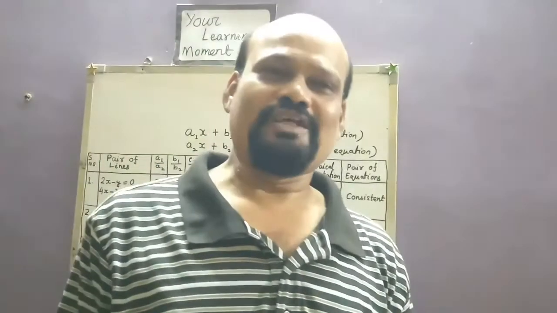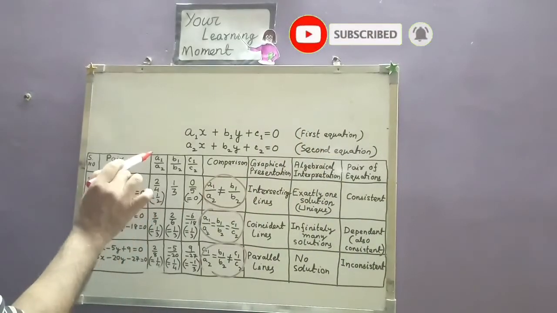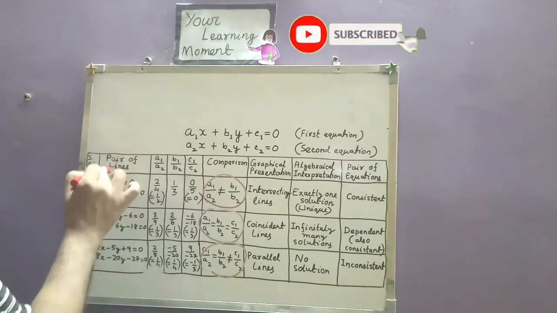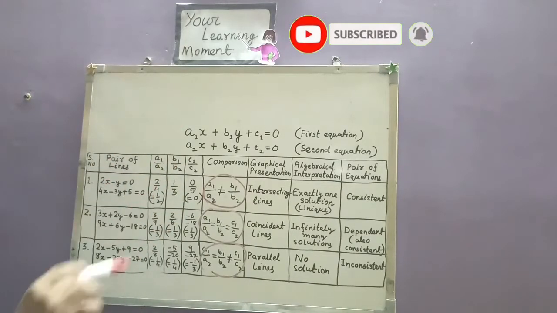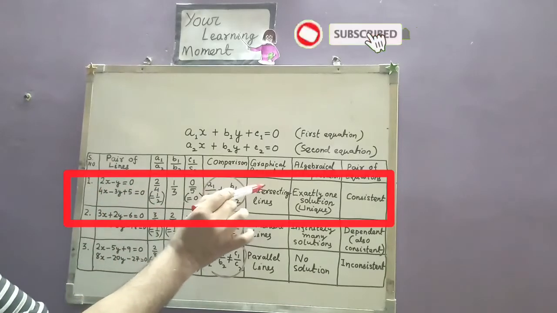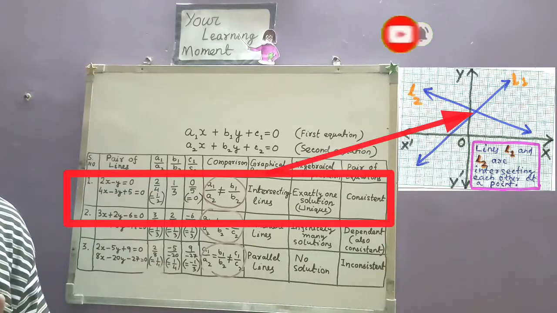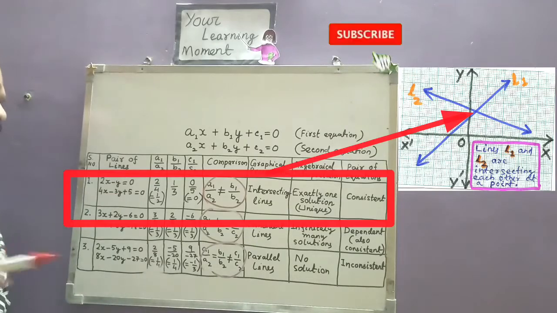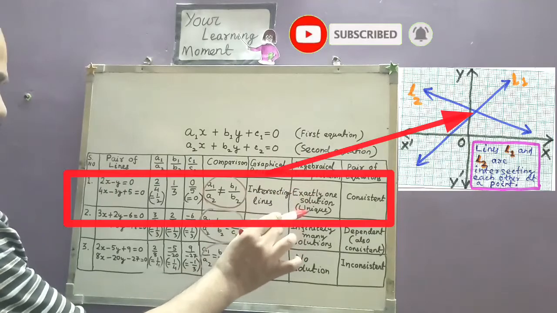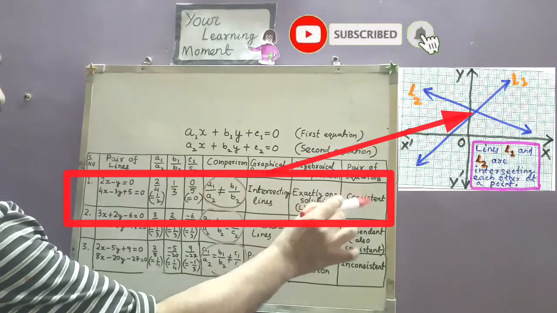To know the conditions of solutions of these equations, let's compare the ratios a1 by a2, b1 by b2, c1 by c2 of each pair of lines in this table. Look at the condition of the first pair of lines. Two lines are intersecting lines, meaning two lines are intersecting at only one point. So this pair of lines has exactly one solution, called a unique solution, and this pair of lines is consistent.